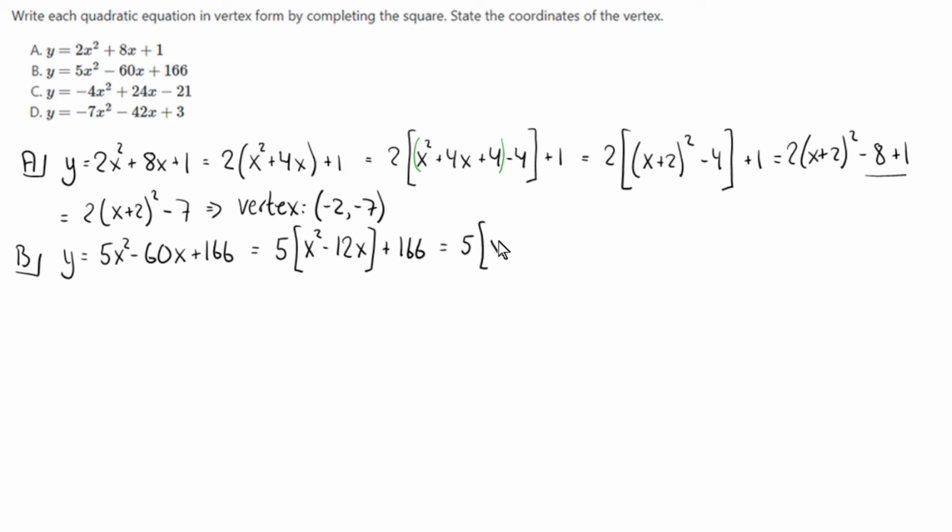We go ahead and take the negative 12, divide by 2 and square. So negative 6 squared is positive 36. So we add 36 and subtract 36. And this way we get our perfect square trinomial right there. We can go ahead and factor it. It's going to be x minus 6 squared.